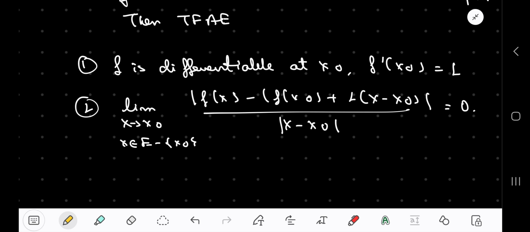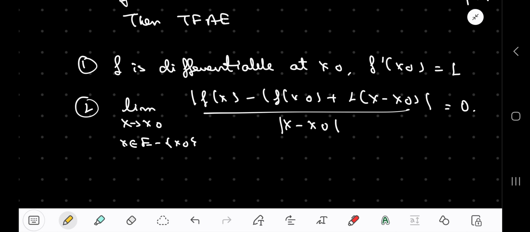And what can you do conversely? How can you prove that f is actually differentiable at x naught? Just compute this limit. If you again distribute it out, you get (f(x) minus f(x naught)) by (x minus x naught) minus L is equal to 0. This limit goes to 0. Therefore, this quotient (f(x) minus f(x naught)) by (x minus x naught) converges to L, right?